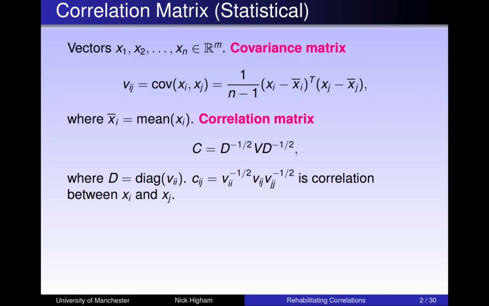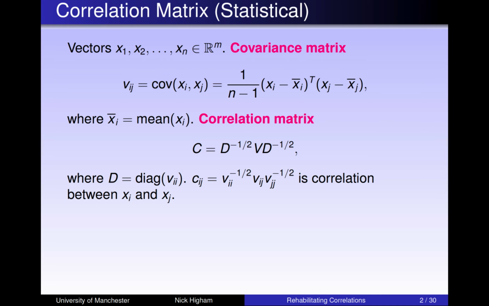So let me first of all give the usual statistical definition of a correlation matrix. We have these n vectors x1 to xn, each is an m-vector, and they're samples of some random variables, and from those we can form a covariance matrix. And then by scaling to have unit diagonal, ones on the diagonal, we get the corresponding correlation matrix, whose elements Cij are the correlations between the individual variables.